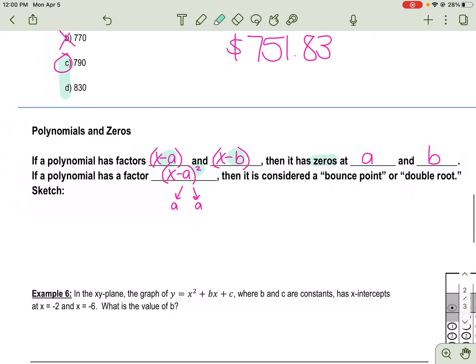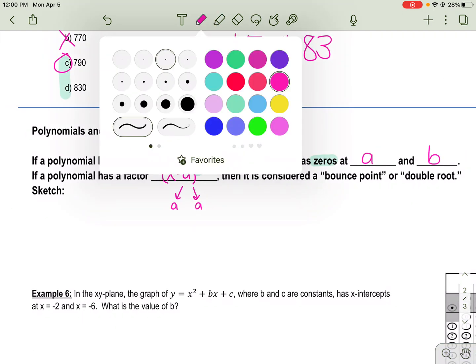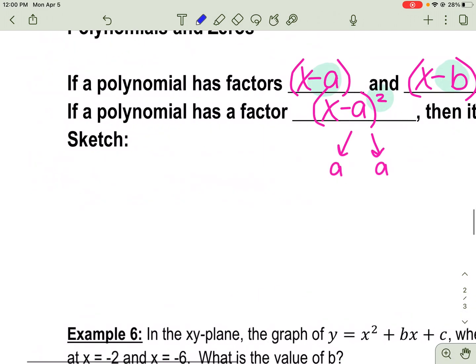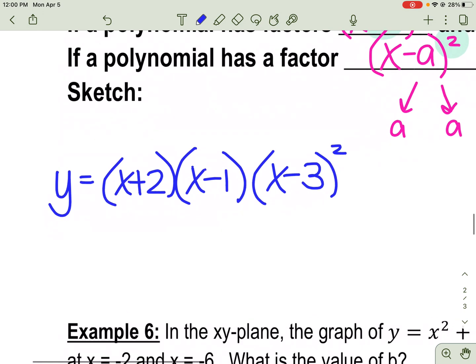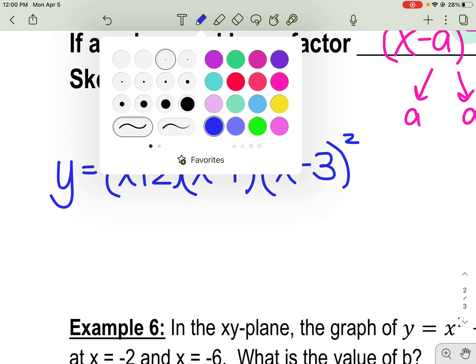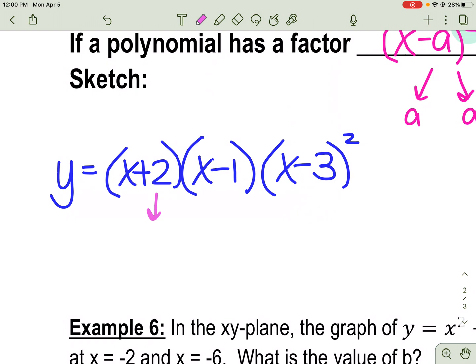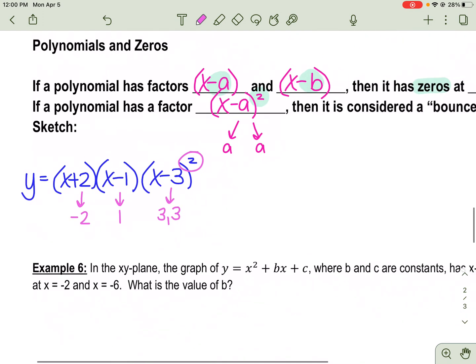Let me show you what this would look like if I were to graph something like that. I'm going to give you an equation. Let's say I had y equals x plus 2 times x minus 1 times x minus 3 squared. This one actually has 4 solutions. This one gives us a solution of -2. This one gives us a solution of +1. And this one gives us a solution of +3 and +3, again because of that squared right there.